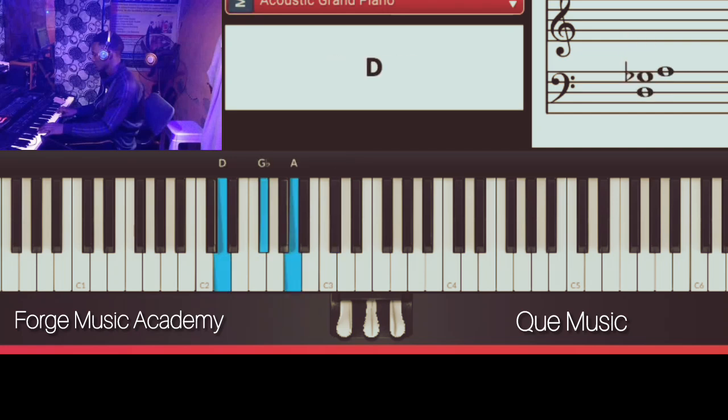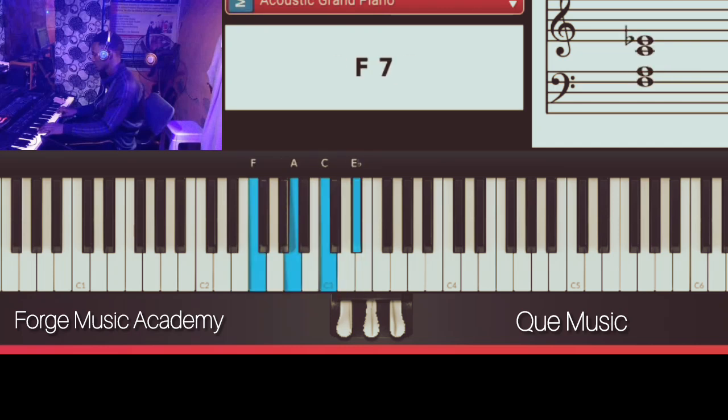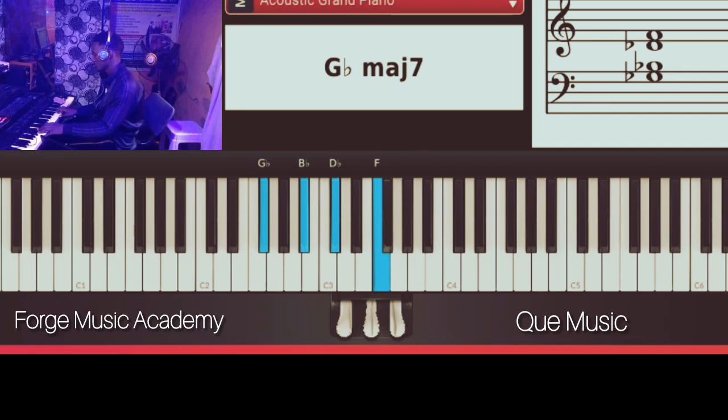However, if I flatten my 7, I have a D7. On the key of E, this is my major 7th, and this is my E7. On the key of F, this is my major 7th, and this is my dominant 7. That's F major 7th. On the key of F sharp, this is my major 7th, and this is the dominant 7th, right? And then we keep on going. So I'll be on the key of C and maybe F for this tutorial.